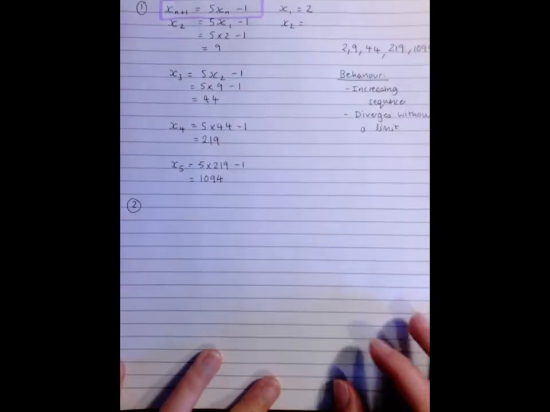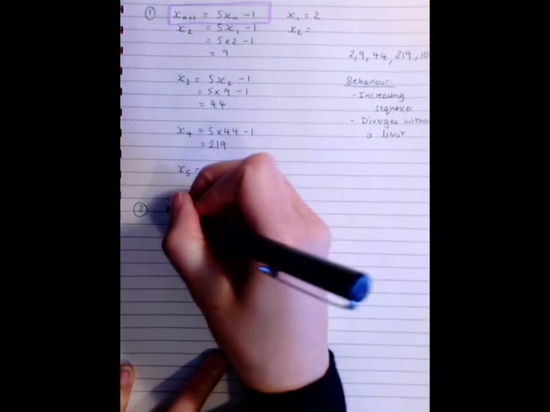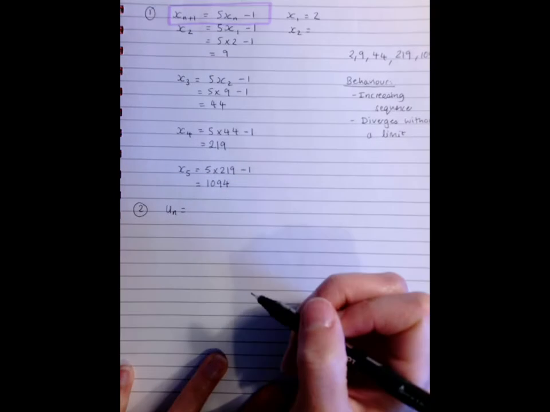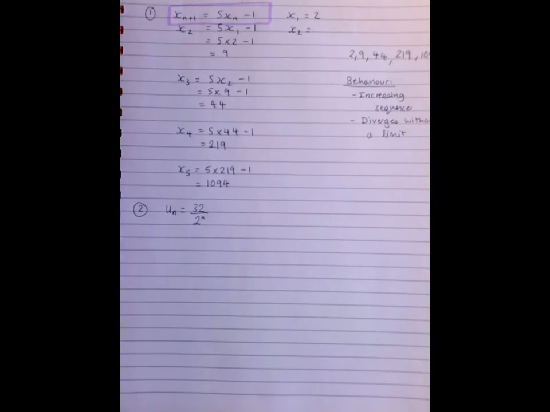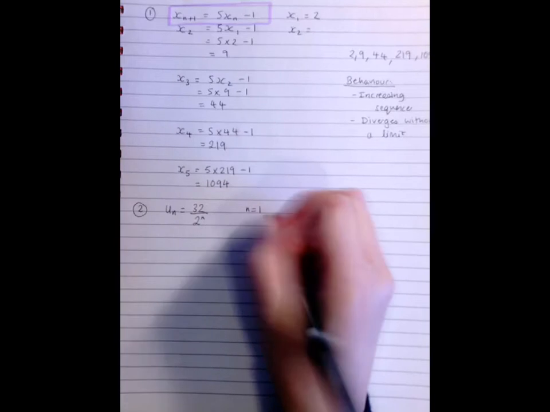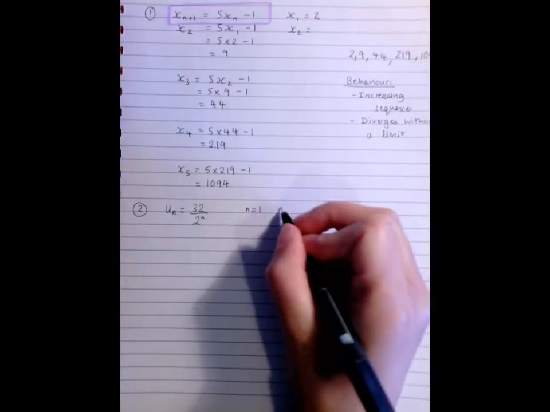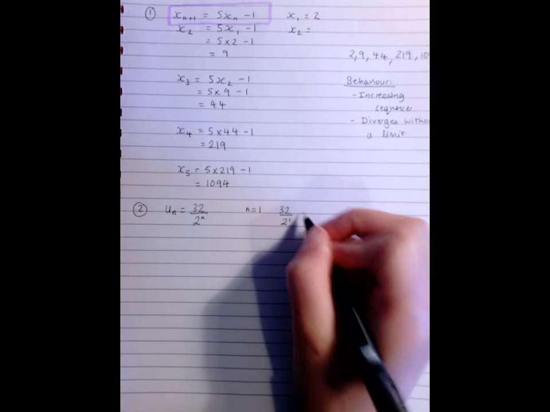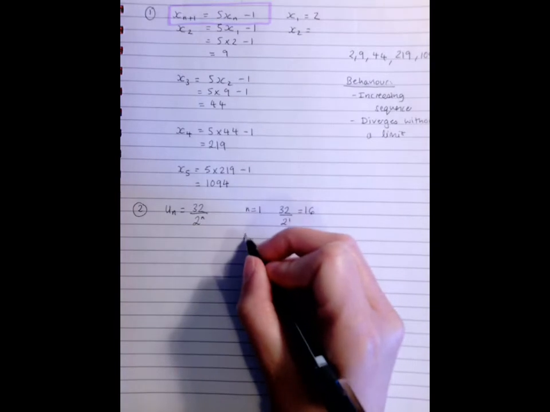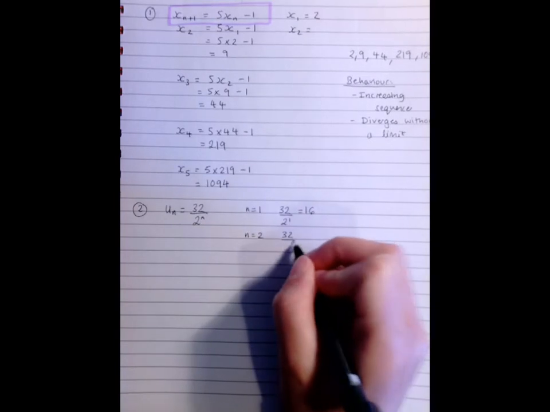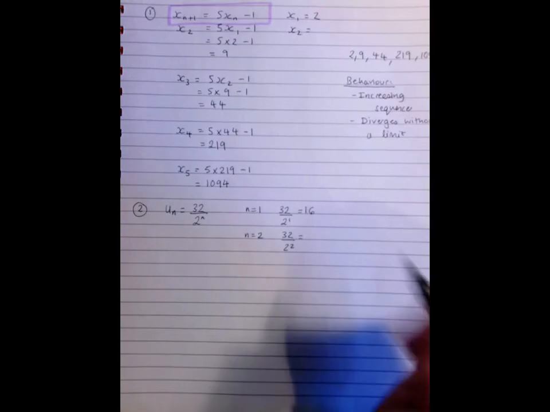We're going to do the same thing. This time my sequence is defined as u n equals 32 over 2 to the n. It hasn't given us a starting value this time. So to generate the terms of the sequence, we could start with when n equals 1. So when n equals 1, I'd have 32 over 2 to the 1, which would be 16. Then if n is 2, I'd have 32 over 2 squared, which would be 32 divided by 4, which is 8.